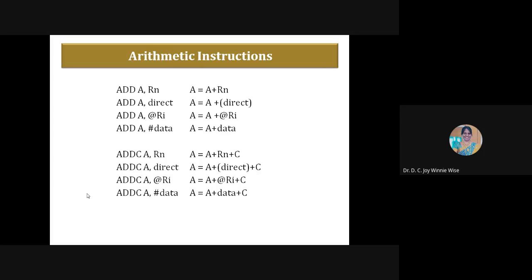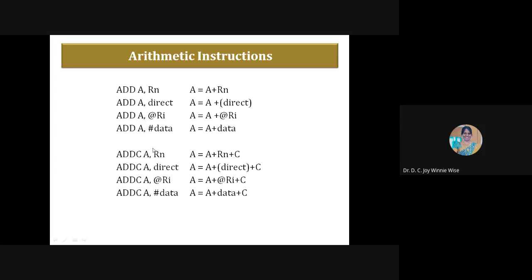Okay. Next, the arithmetic instructions. Here is also the same thing. We have a group of ADD instructions and ADD with carry. The operands will vary. See here, ADD A, Rn: A equals A plus Rn, where n is 0 to 7. And here, ADD A and the direct special function registers. Then we have ADD A comma @Ri and A comma #data.